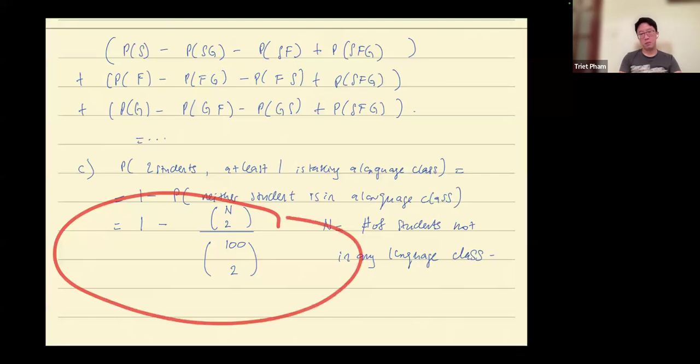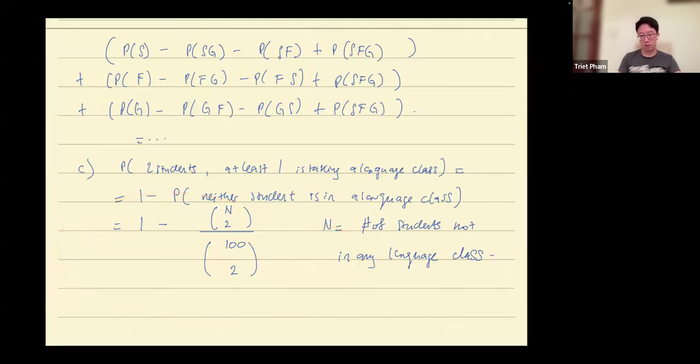So again, this is done purely by counting, nothing else. And this is, again, the equally likely principle. Out of 100 choose 2 students, there are n choose 2 students that are not in a language class. Therefore, this is the probability that neither student will be in any language class. And of course, that's also the complementary idea at work, where instead of counting at least one, you count one minus none. Any question about this?